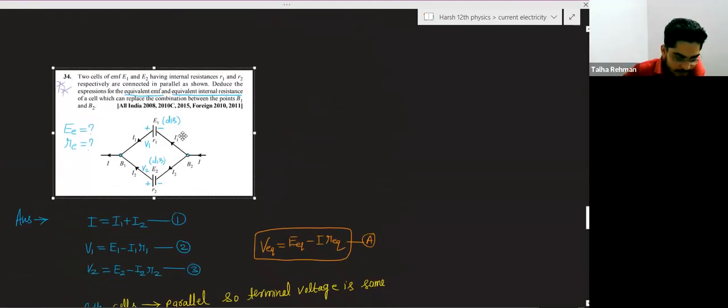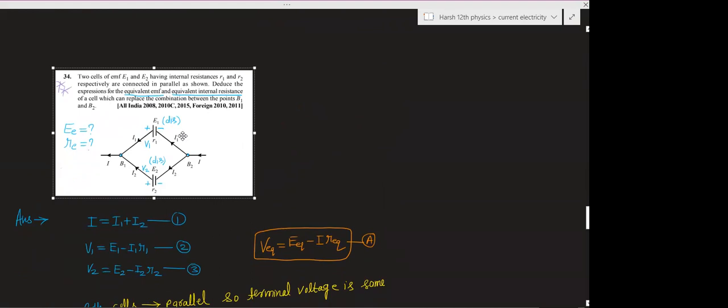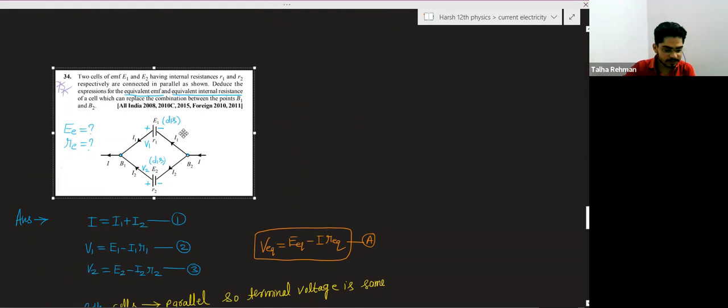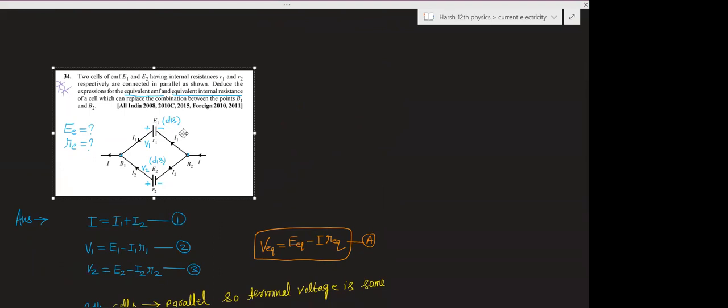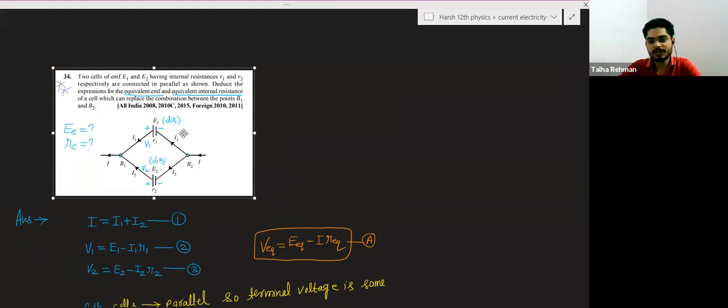And the last question is to state two factors on which internal resistance depends. This is a theoretical question. You should know the cause of the internal resistance and how the cell is formed. In a cell we have the electrolytes and the electrodes.